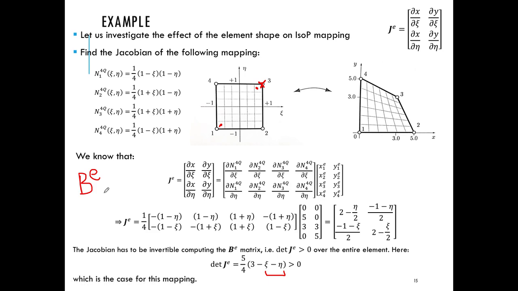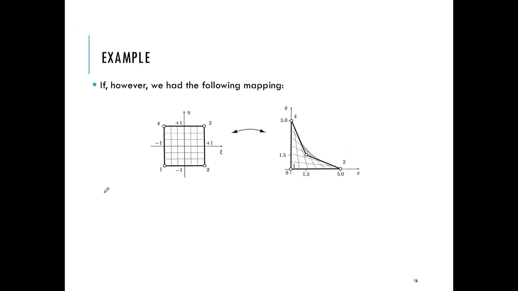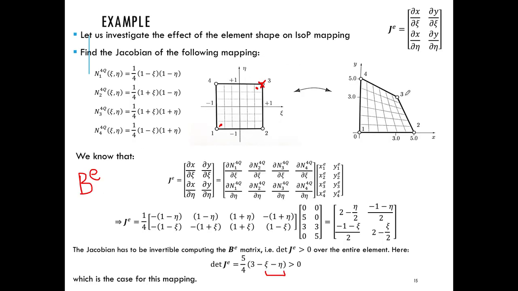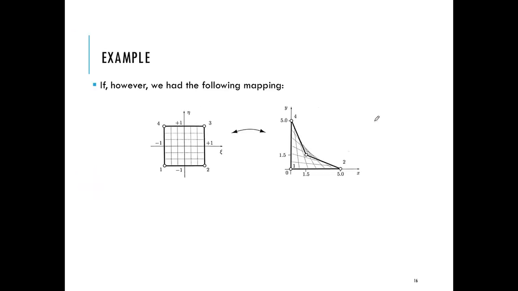However, there are certain cases. For example, if we had this mapping, what I've done is I've brought in my third node somewhere in here such that this corner angle becomes greater than 180 degrees.